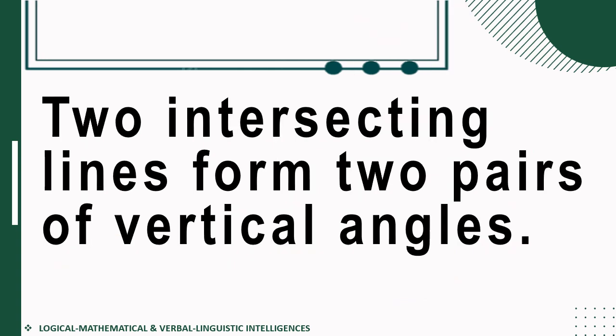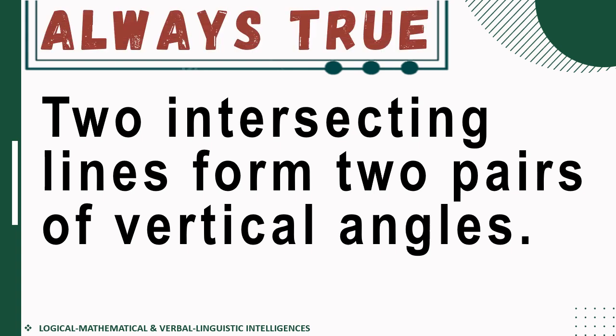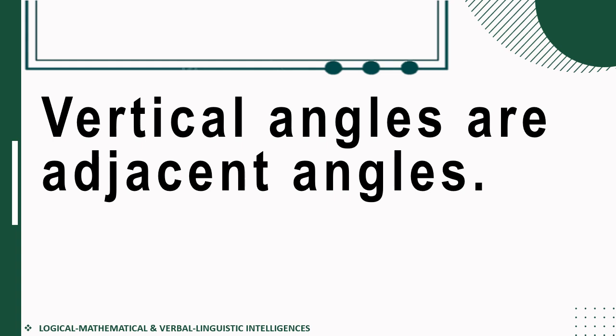Next, two intersecting lines form two pairs of vertical angles, and that is always true. So let's say we have two intersecting lines. Then we'll have two pairs. Okay, we have angle 1 and angle 2 as the first set of vertical angles, and then the other one would be angle 3 and angle 4. So we do have two pairs of vertical angles. Correct, it's always true.